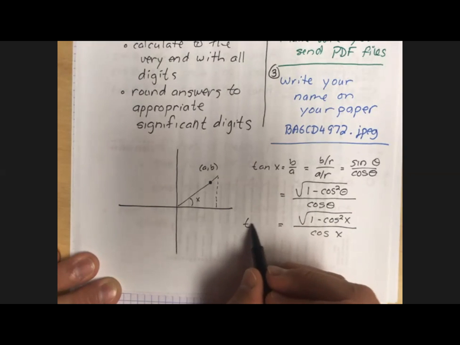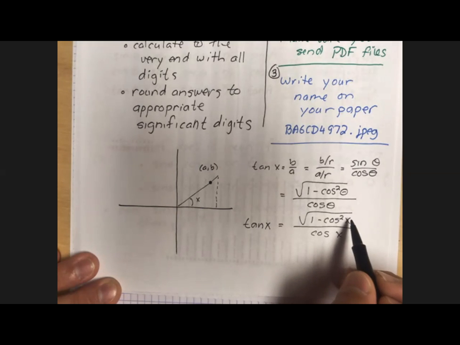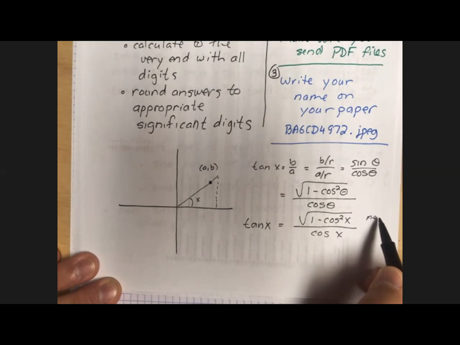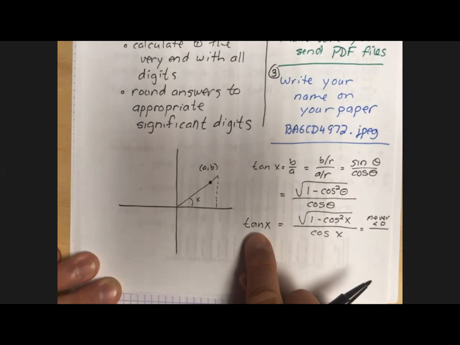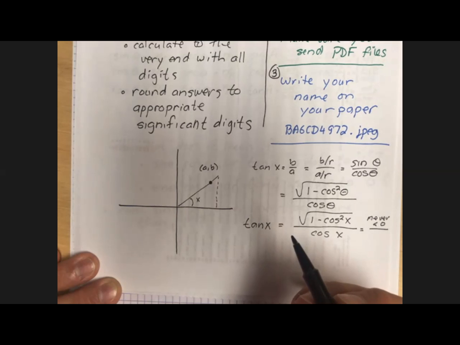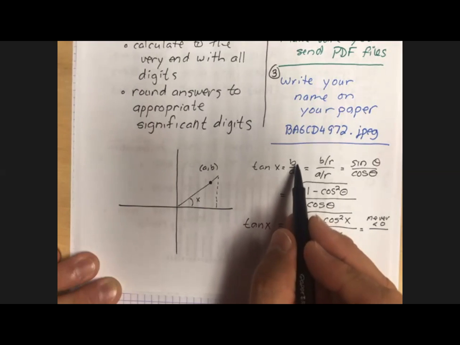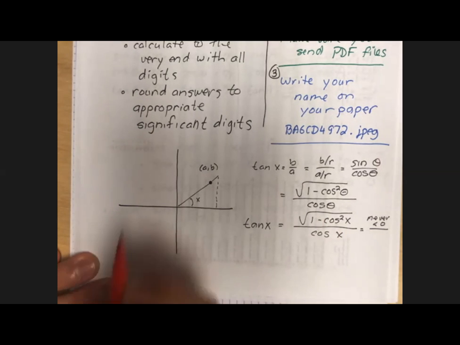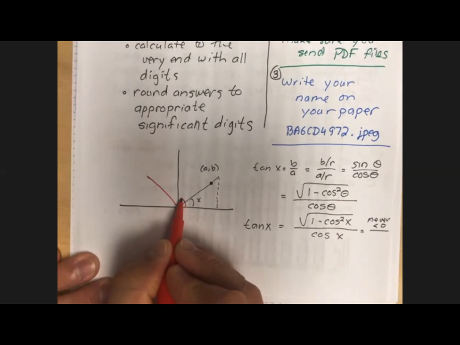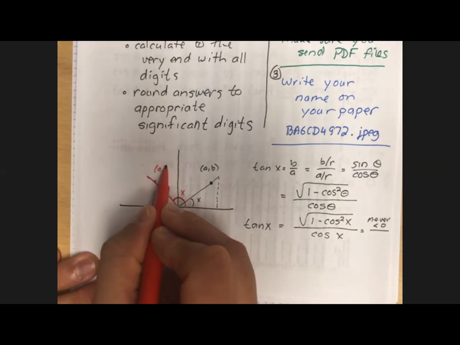Now, here's the question, and here's why the plus or minus should be considered. First of all, square root of something is never negative. But tangent can be positive or negative, depending on whether the A and the B are positive or negative. So I'm thinking to myself, when is the tangent negative? When one of these people is negative. Tangent is negative if you're over here. If this is the angle X, and this is the point AB.